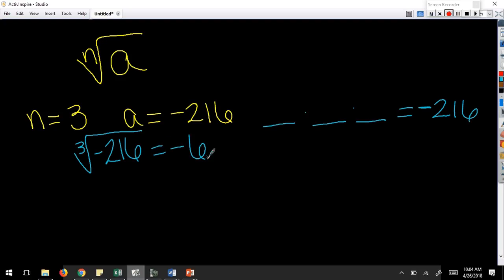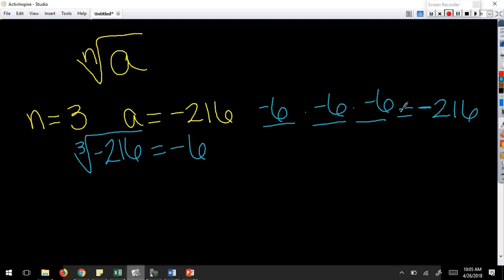So he had his calculator and he started doing 3 times 3 times 3. That didn't work. So then he did 4 times 4 times 4. That didn't work. Then he did 5 times 5 times 5. Negative 6 times negative 6 times negative 6 is negative 216. So what's the answer? Negative 6. All right.